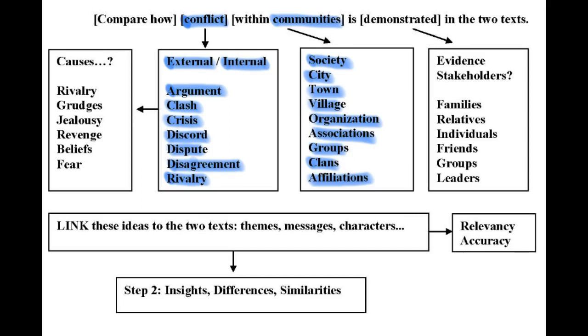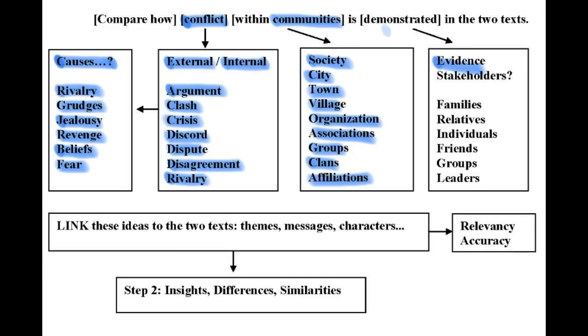Okay, now we extend that brainstorm to thinking about what might cause the kind of conflict or clash or crisis or discord in our 2 texts. The causes of conflict can be things like rivalry, grudges, jealousy, revenge, certain beliefs, fear, and so on. So we think about what causes conflict, and then we're starting to frame that in terms of the text that we're looking at.